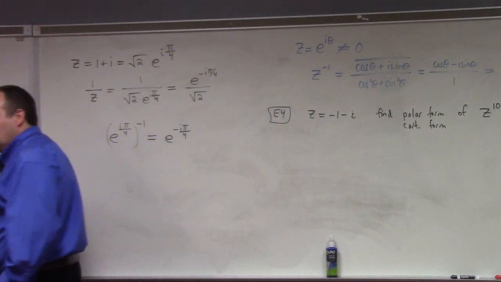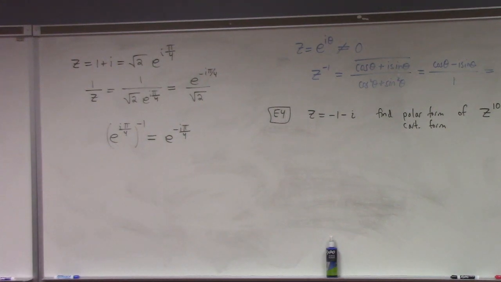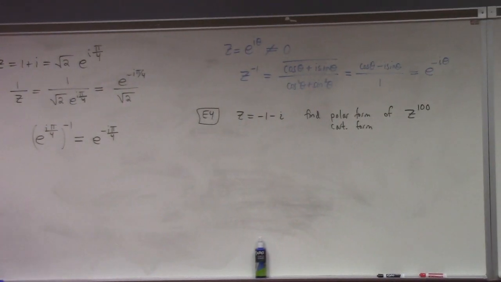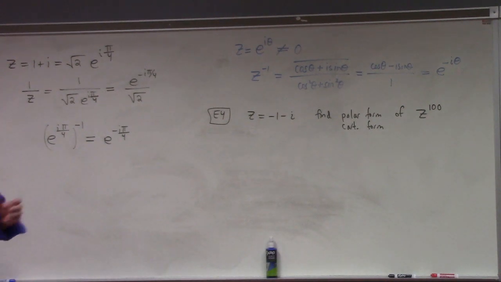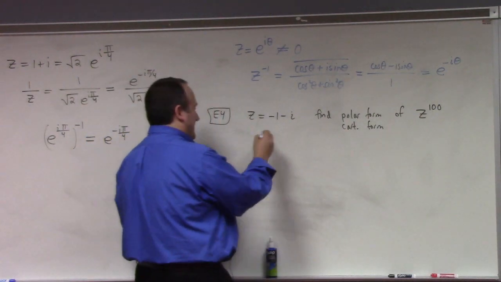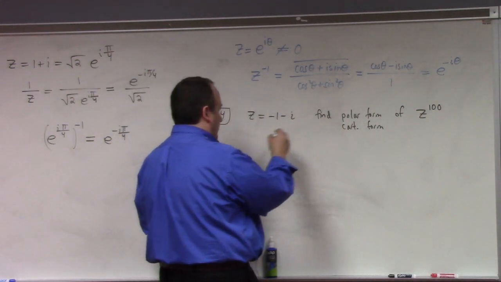How should you do this? How should you not do it? You're like, well, I know the binomial theorem, so I can look up the binomial coefficients for the 100 power and just rattle them off. No, don't do that. The way to do this is to convert it to polar, right?